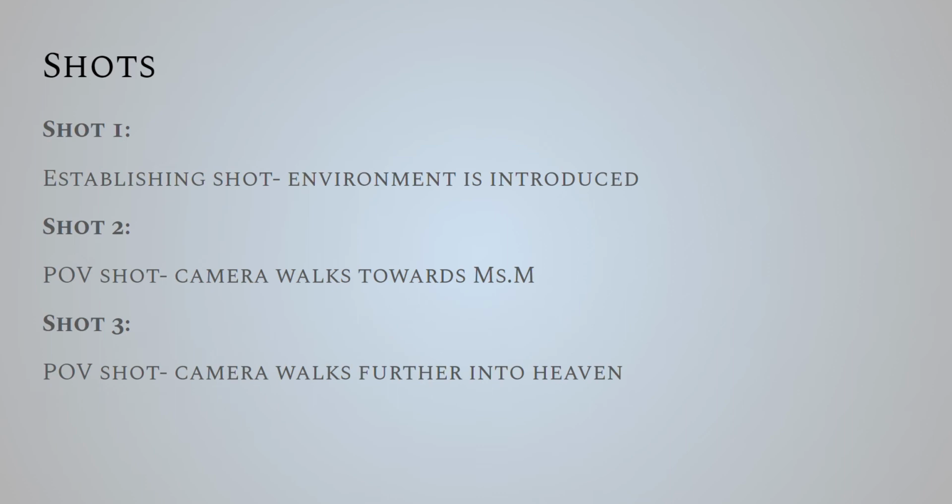As stated in the outline, there would be 3 shots. The first is an establishing shot, where the environment is introduced to the audience. The second shot is a point of view shot, where the camera walks towards Miss M, and the third shot also is a point of view shot, where the camera walks towards Evan, further in as Miss M welcomes the camera, and of course the camera would be what the audience would be seeing, which is you.